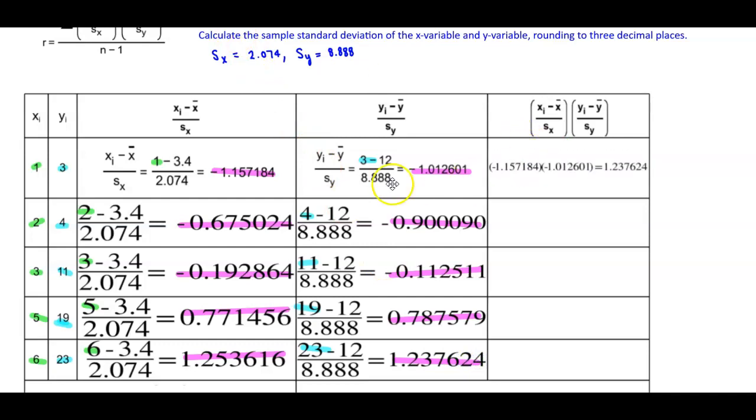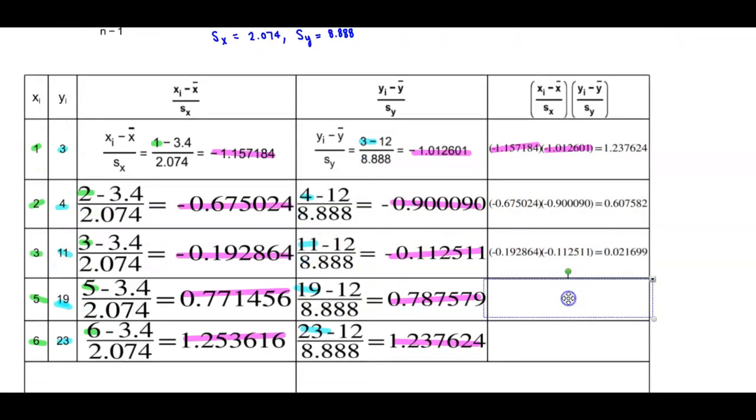So here, if you notice, we're going to take this now value of negative 1.157184. We're multiplying it by negative 1.012601 to get this new value. Okay, and then we're going to do the same thing. We're going to take negative 0.675024, multiply that to get that value. Same thing here, we're going to take those two numbers. Same thing here, and the same thing here. Okay. Now, again, we've multiplied these two values to get this new value.